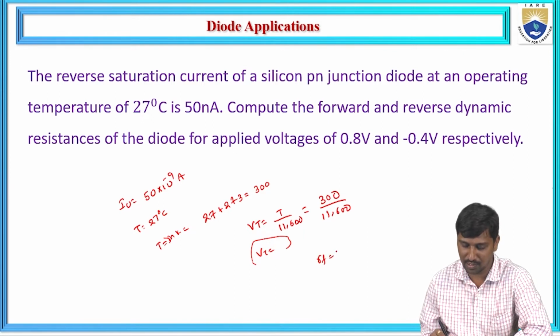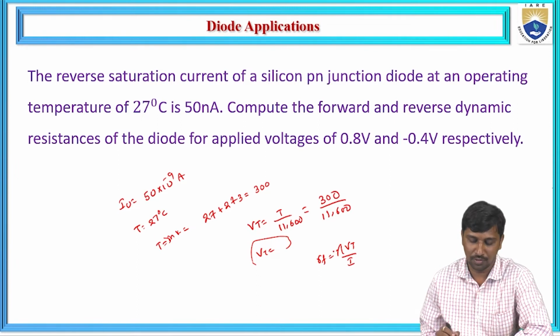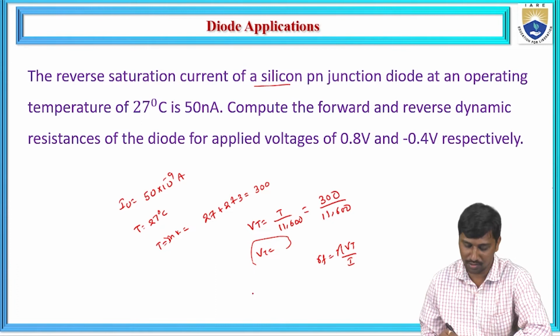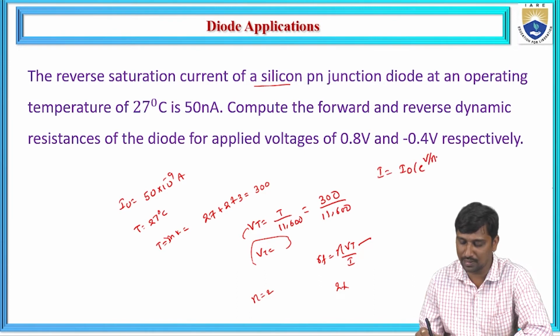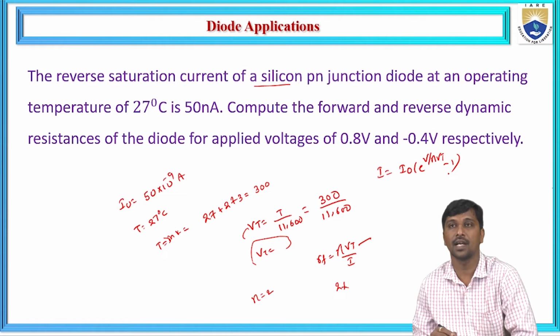Means small rf is equal to eta times Vt by I. Then assume for this case the given diode is silicon, so hence we need to consider the eta value as 2. Then we can substitute the Vt value here, and for I, first we need to calculate the I. How to calculate the I? I is equal to I naught into e power V by eta times Vt, minus 1.